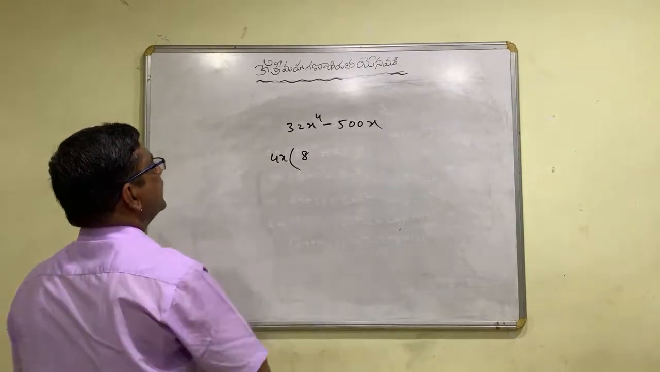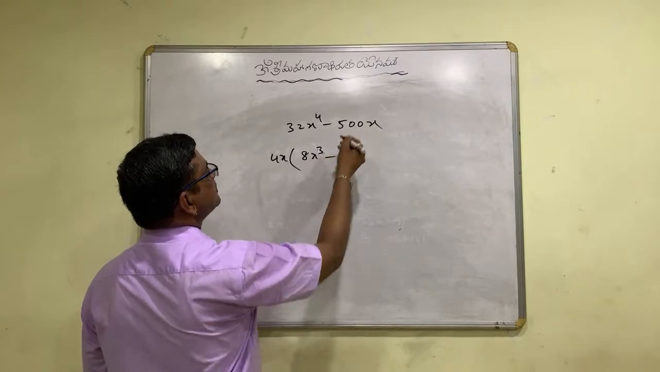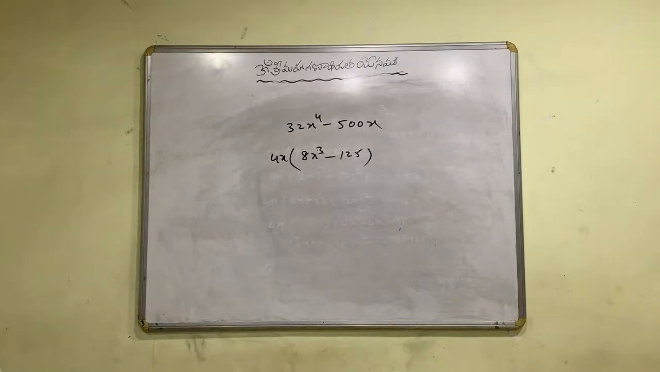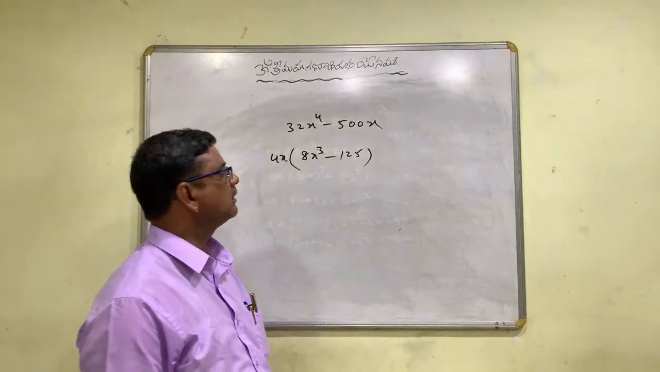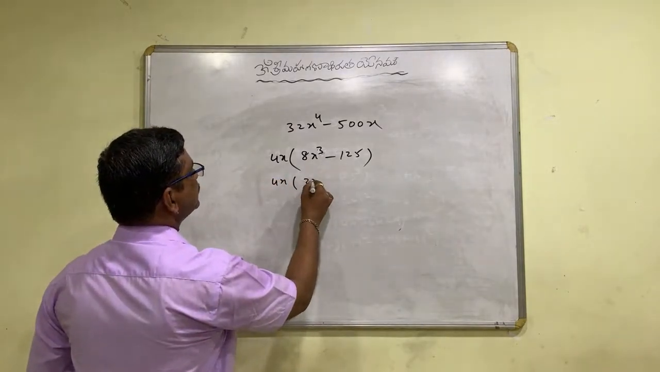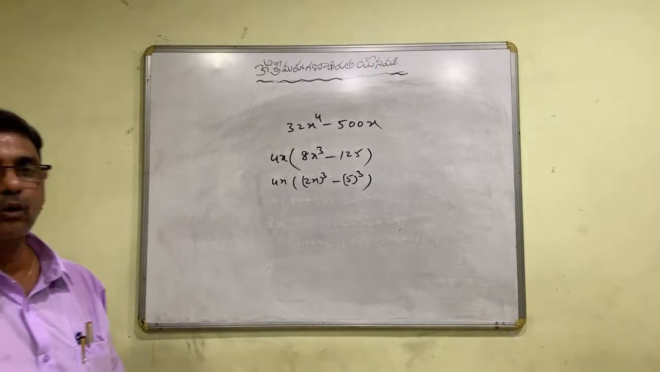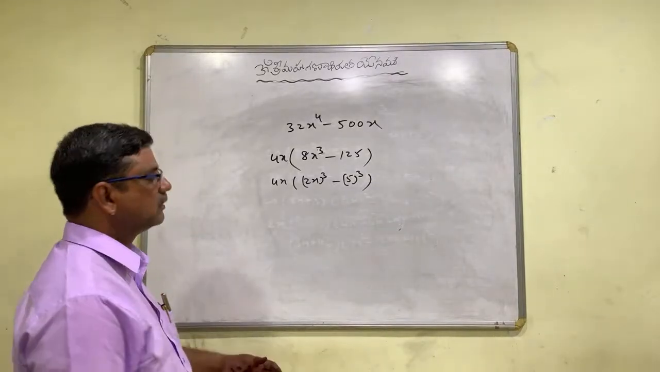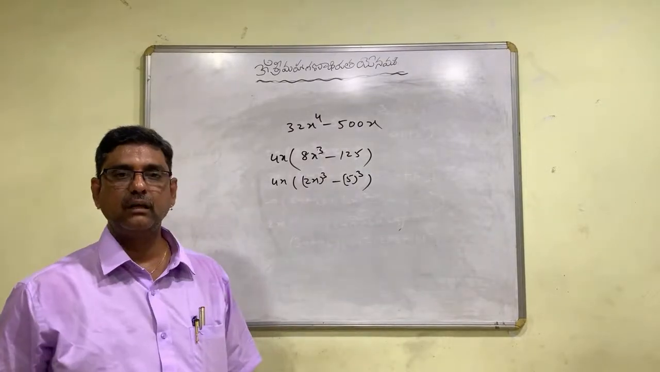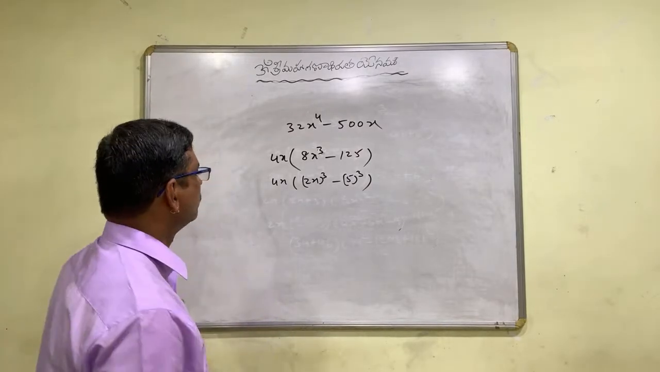See here. So 8x cube minus 125. 125 4s are 500. So since I take 4x common, remaining is 125. So here 4x, this one is 2x whole cube and this one is 5 whole cube. Okay na? Now see the expression in the bracket. It is in the form of a cube minus b cube.